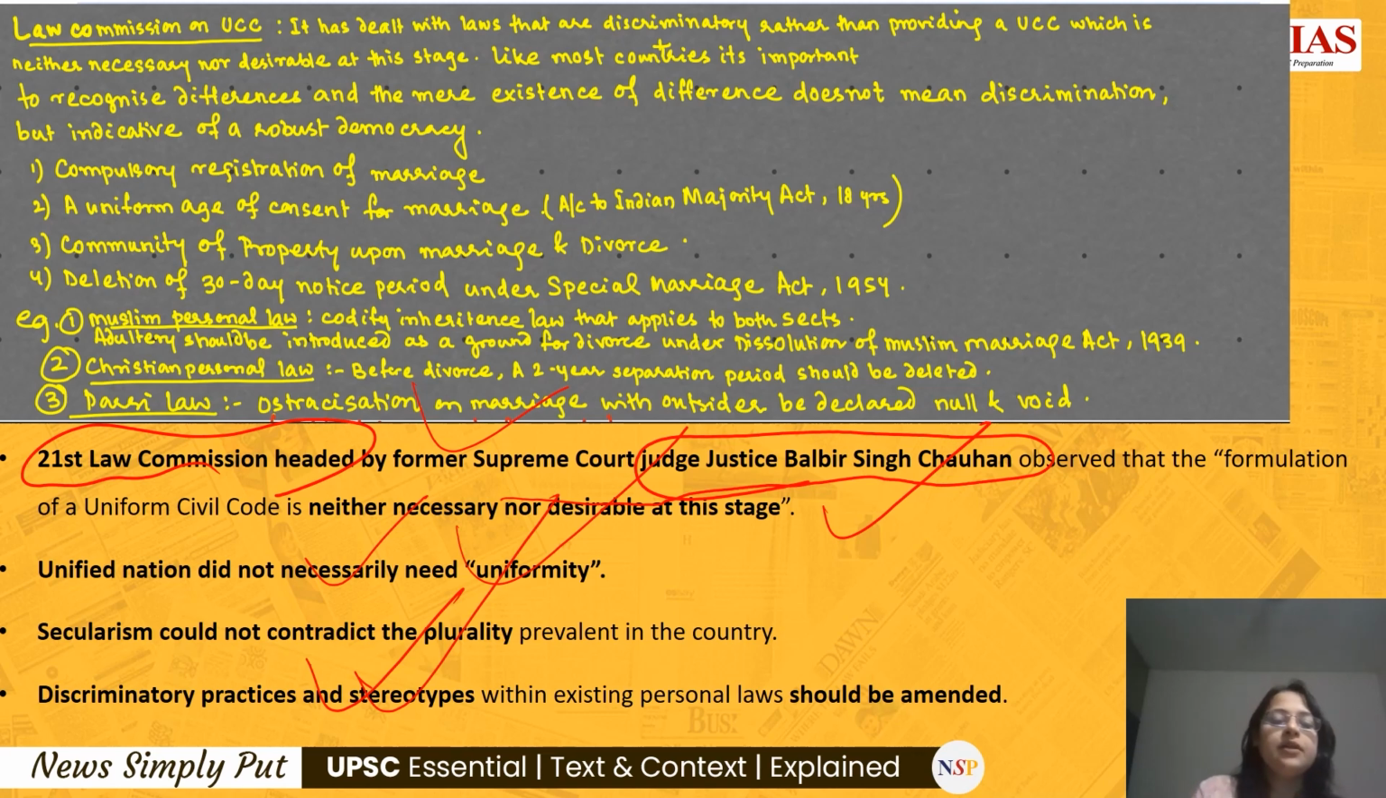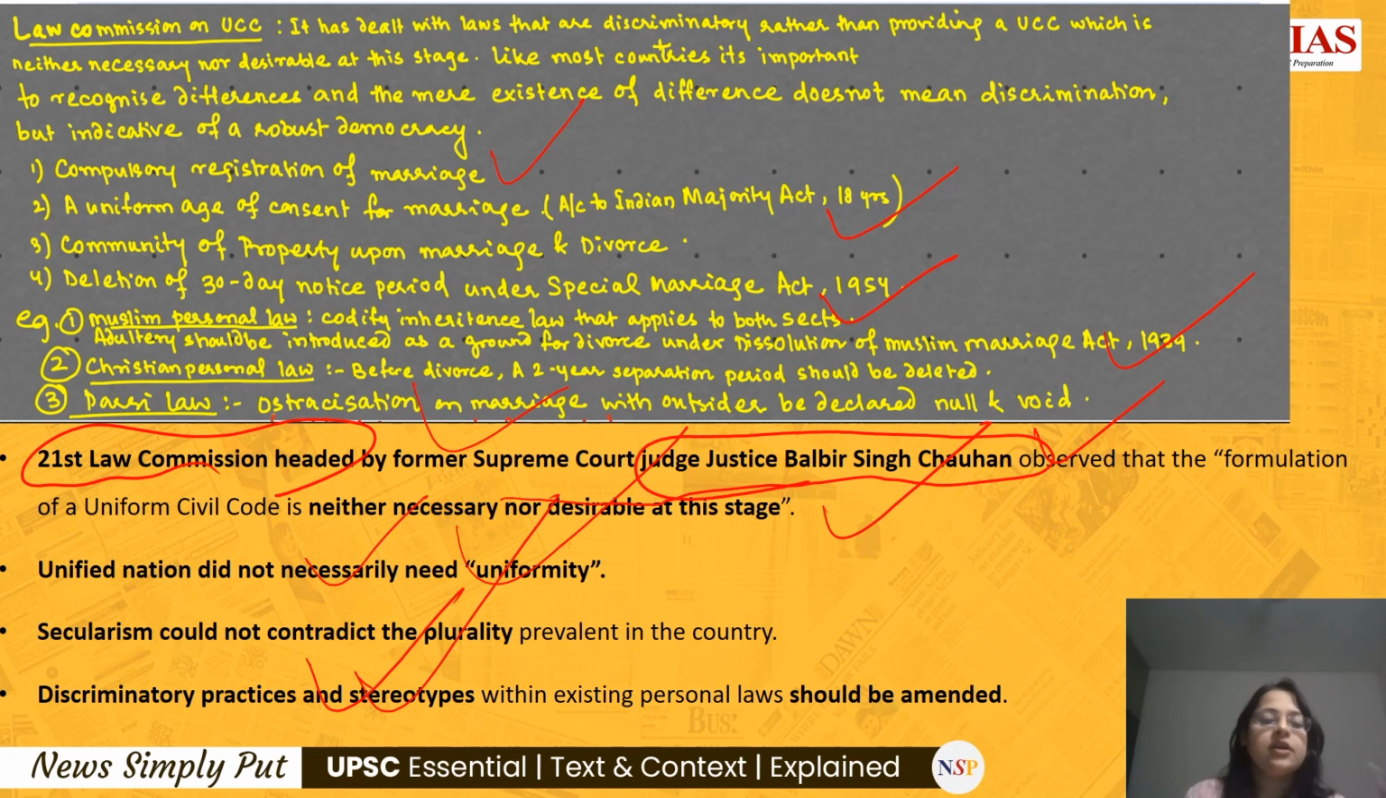For example, in case of marriage, we can bring compulsory registration. We can have a uniform age of consent for marriage. We can have community of property upon marriage and divorce. We can also delete the 30-day notice period that is there under the Special Marriage Act 1954. Under other personal laws, we can also make amendments. For example, under Muslim personal law, we can codify the inheritance law that applies to both the sects. Adultery should also be introduced as a ground for divorce under the Dissolution of Muslim Marriages Act 1939.